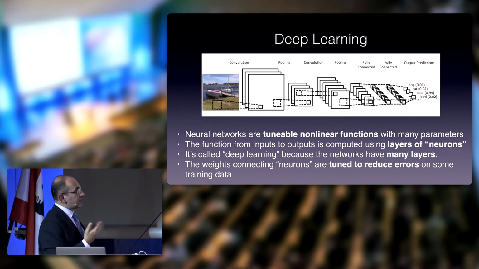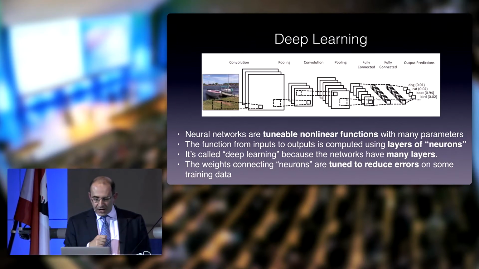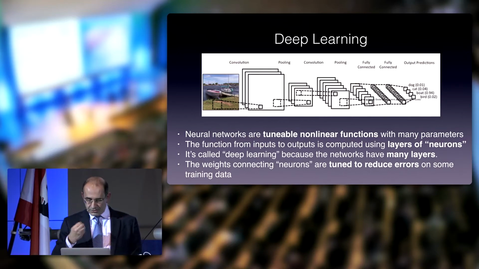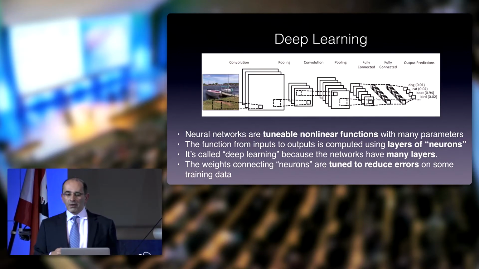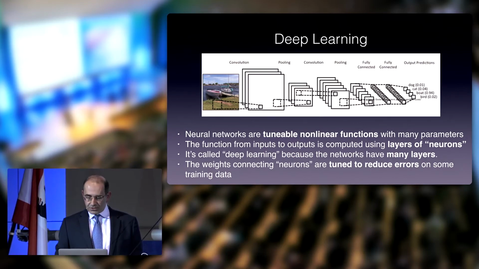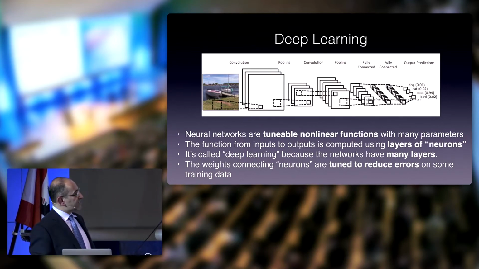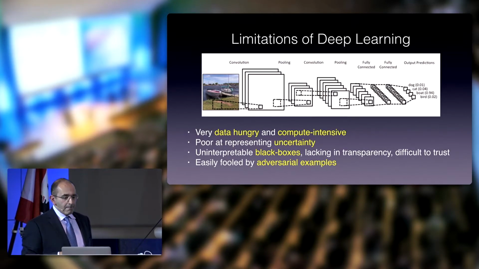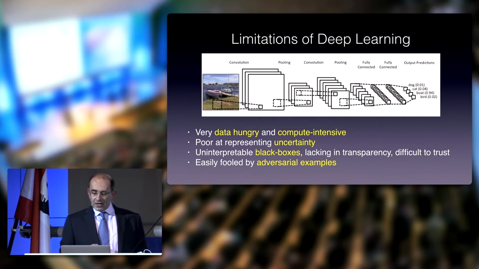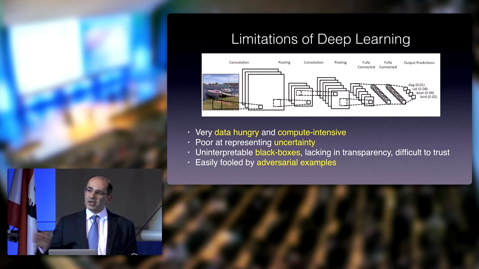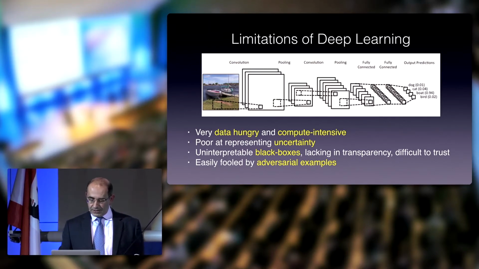And the weights connecting these neurons are tuned to reduce errors on some training data. So you give it lots and lots of examples, and the algorithms get better and better. And this is an example of supervised learning that was alluded to in the introduction. And you can extend this to do other kinds of interesting learning. Now, deep learning has been wildly successful in the last few years. But although it's been successful, it's important to mention that it has some limitations. AI is not going to be solved by just throwing deep learning at problems with big data.